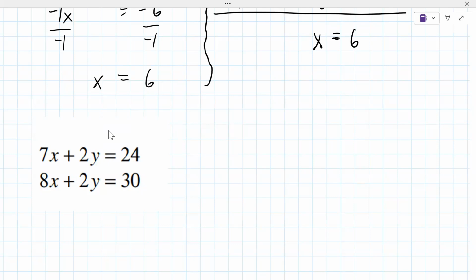Okay, so I'll just do the first one. All right, let me write this down. So 14. Okay, so y equals 5.